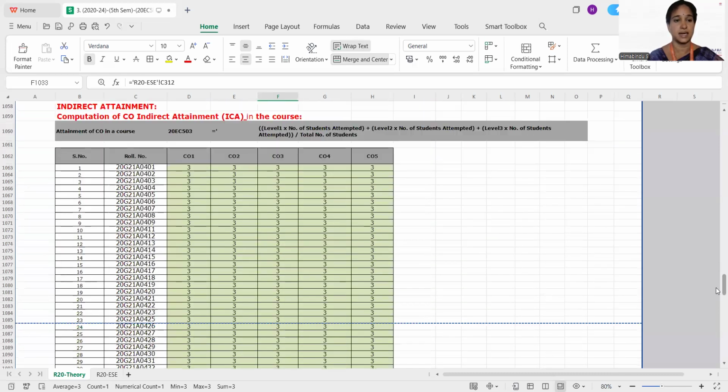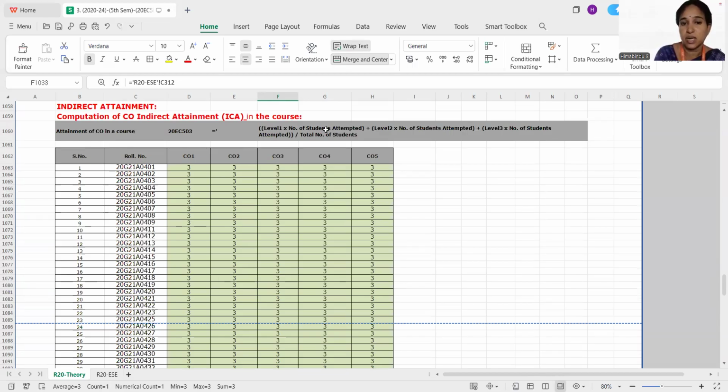Next process is indirect attainment. Indirect attainment values are derived from the course end survey using the weighted average method. For the course end survey, we usually create a Google form where the questionnaires are the COs themselves. Students can opt for level 1, 2, or 3 for any CO. For example, the CO1 indirect attainment value is calculated.